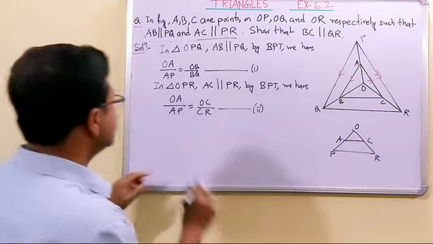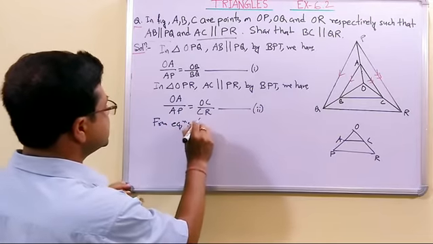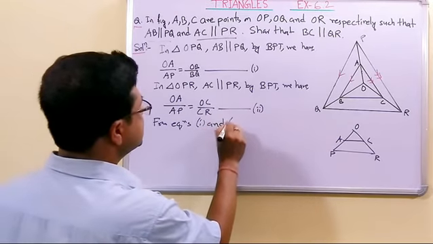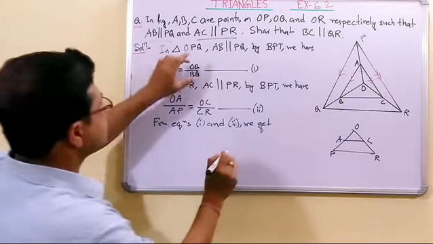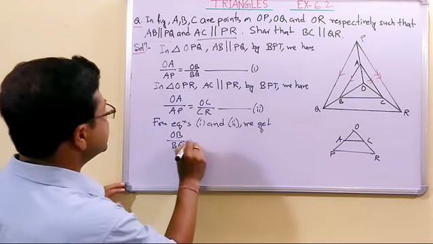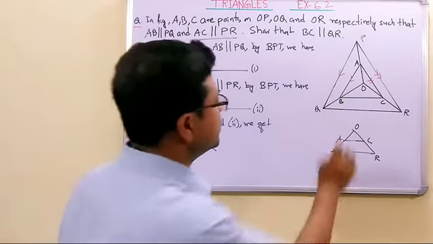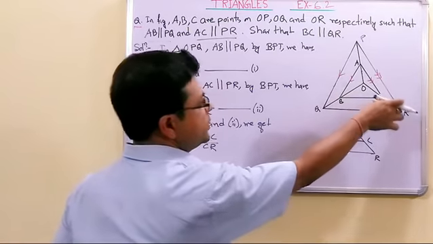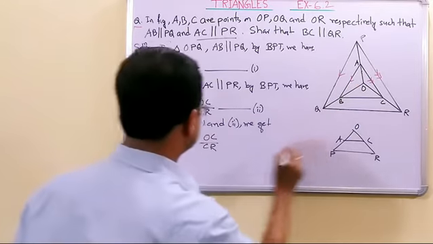So from equations 1 and 2, what we get? As they are equal, so they are also equal. OB by BQ is equal to OC by CR. You see, OB by BQ is equal to OC by CR. This is in which triangle? Clearly it is in triangle OQR.